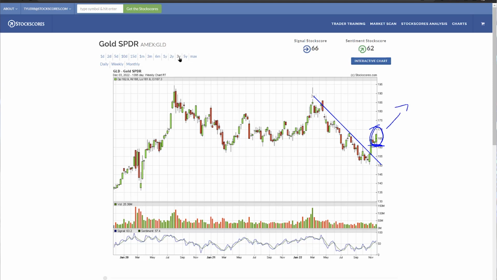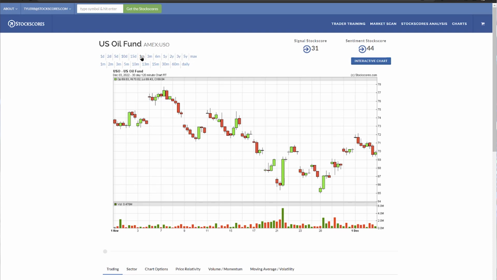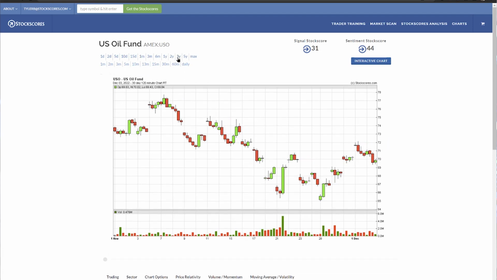That's a pretty good signal that gold is likely to go higher. How about oil? USO is our oil chart. Let's look at the 1 month chart first. And you can see the downward trend line has been broken, and we're starting to build some rising bottoms, a little bit of weakness at the end of last week. So it's better, but it's not great yet. How about the 3-year chart?